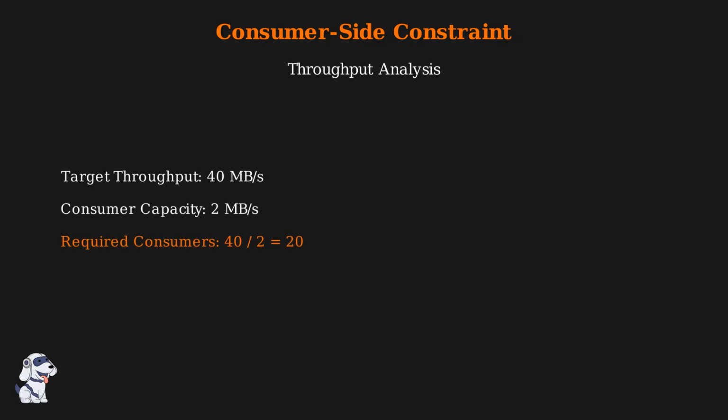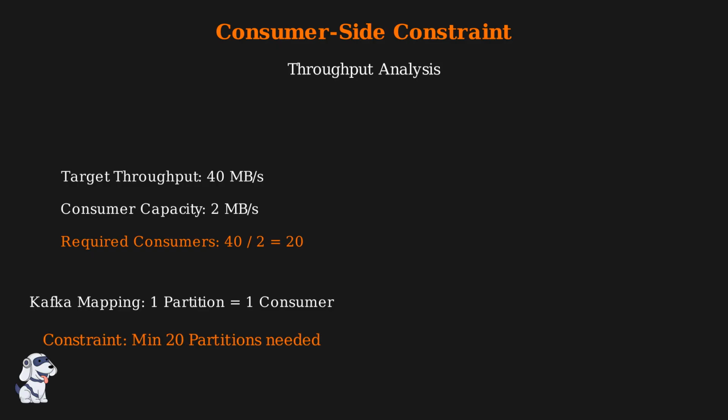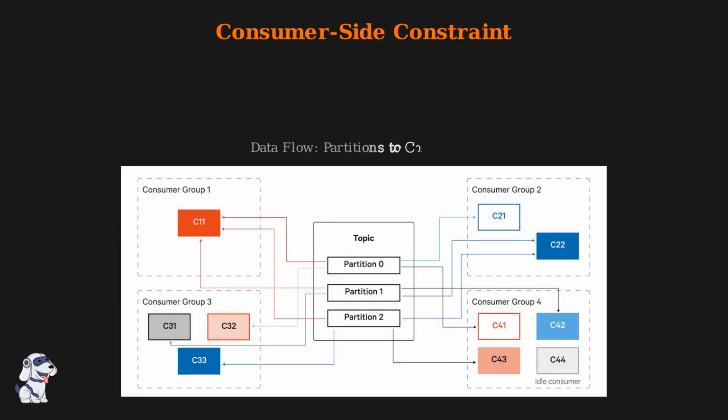The consumer side is a critical bottleneck. A single consumer typically processes about 2 megabytes per second. If our system target is 40 megabytes per second, we require 20 active consumers. Because Kafka maps exactly one partition to one consumer thread, the number of partitions must be at least equal to your consumer count. Therefore, to support 20 consumers, we need at least 20 partitions. This diagram illustrates the distribution of data across partitions. By balancing the load across 20 partitions, each consumer operates within its capacity, ensuring stable stream processing without falling behind.